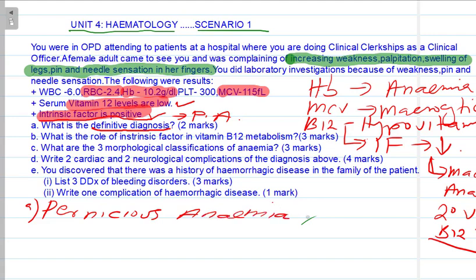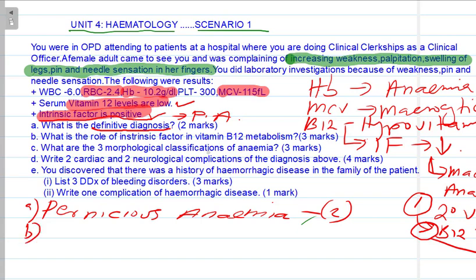Okay, in there we get 2 marks. So from the board, if you write macrocytic anemia secondary to vitamin B12 deficiency, you can just be given 1 mark, because now you need to explain what is the most common cause. What we wanted was pernicious anemia. That was the reason why we were given intrinsic factor to be positive. Okay. B.